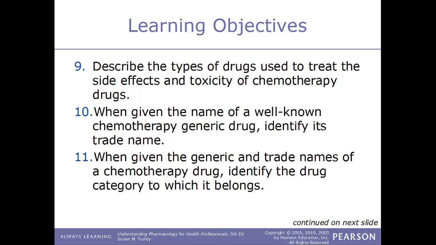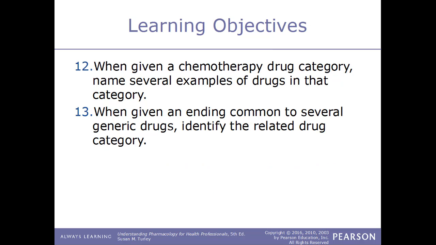When given the name of a well-known chemotherapy generic drug, identify the trade name. When given the generic and trade names of a chemotherapy drug, identify the drug category to which it belongs. When given a chemotherapy drug category, name several drugs that fall in that category. And lastly, when given an ending common to several generic drugs, identify the related drug category.